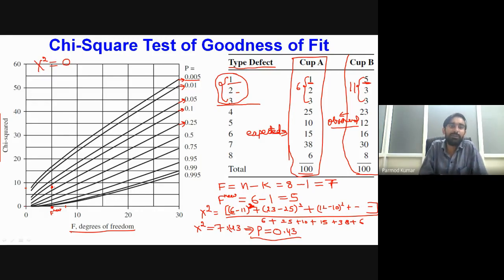Now, in terms of probability, if our value of probability is between 0.1 and 0.9, then we consider that we have a good match between our expected data set and the observed data set. However, if the value of probability is less than 0.1, then we will have a poor correlation between the expected and the observed data set, and if the value of probability is greater than 0.9, then we will have a very good match.